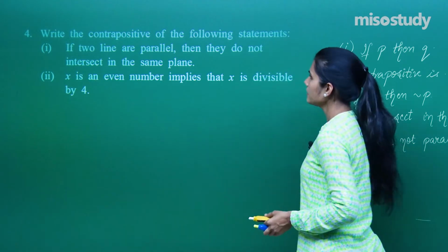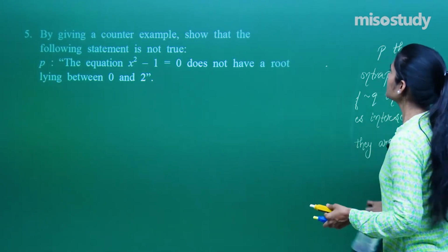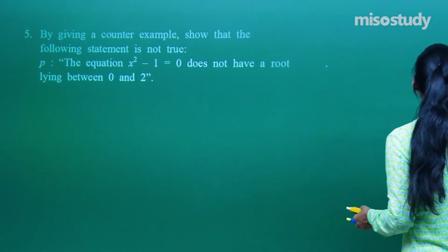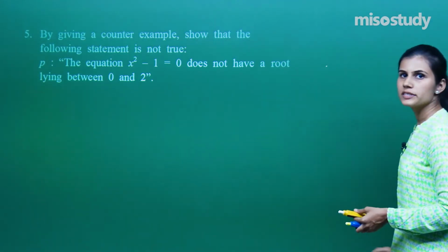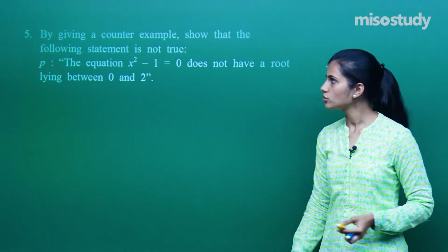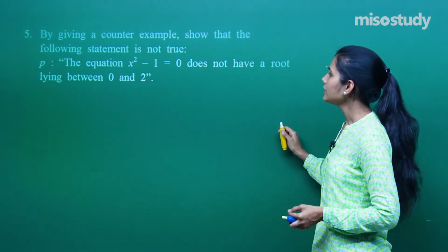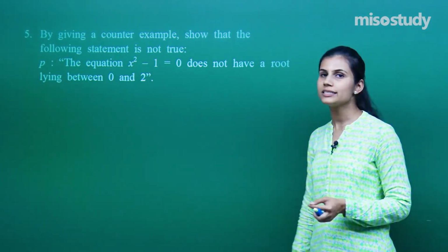Next, let's see what we have as the fifth query. By giving a counter example, show that the following statement is not true. If you can remember, we have done this article called Invalidity of Statement, which we prove by the counter example approach. So basically this statement says that this equation x square minus 1 equals 0 does not have a root between 0 and 2.